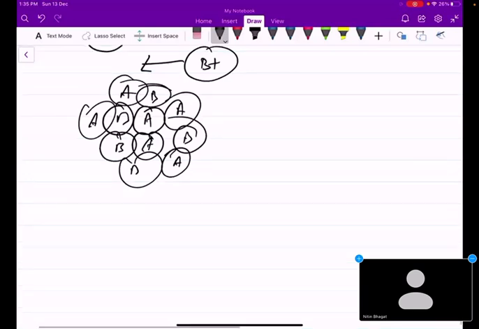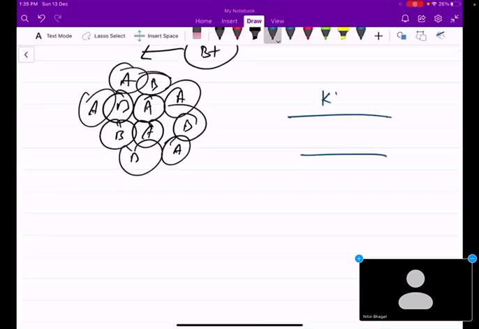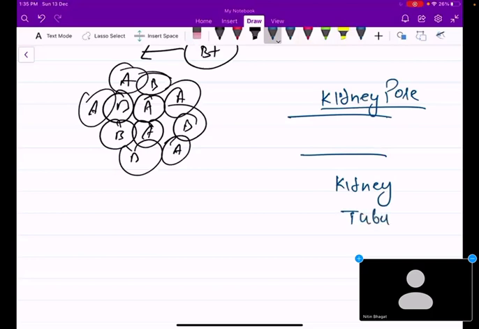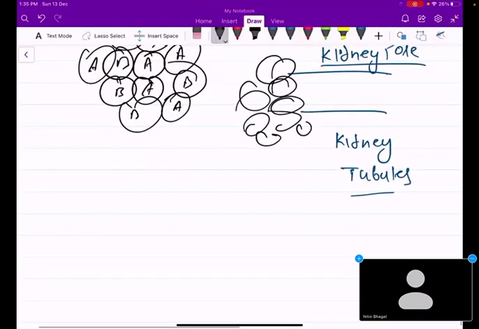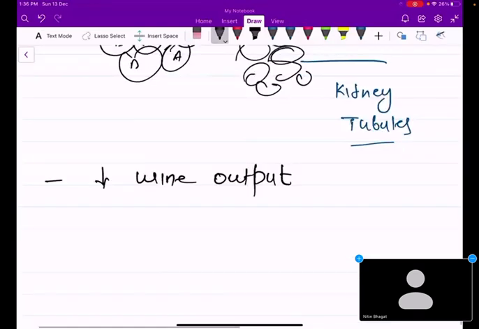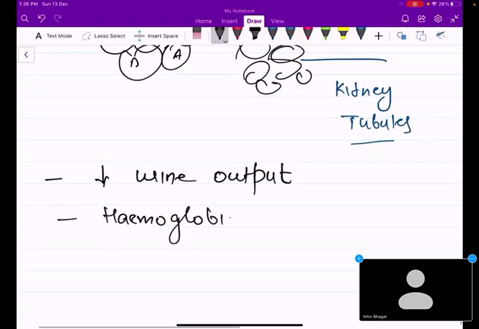Now what happens is they block the kidney pores. Technically speaking, they block the kidney tubules. Fine. So they will block the kidney tubules. So in an unconscious patient, how do we know? There will be rapidly decreasing urine output, and there will be hemoglobinuria. Fine. How do we treat it?